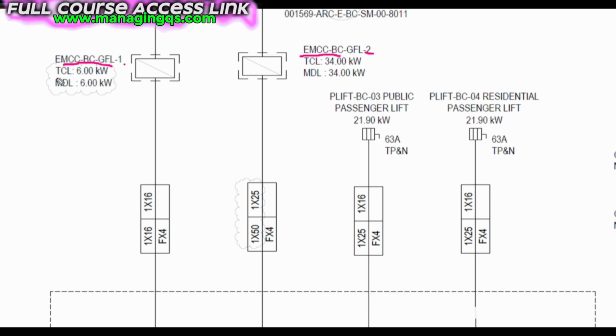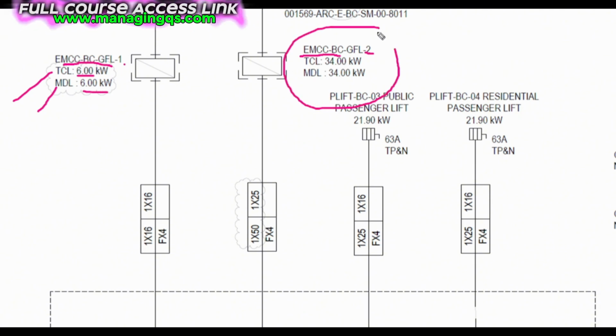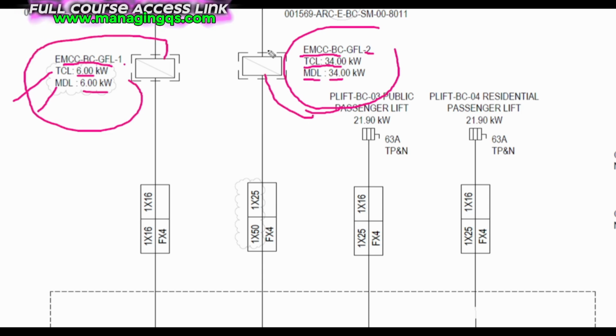And another special thing, TCL and MDL, is also a considered factor. TCL means total connected load, 6 kilowatt, and MDL means maximum demand load, 6 kilowatt. If you see the number 2 motor control center panel, the TCL and MDL are totally different. This one is 34. That's why the rates for MCC1 and MCC2 are totally different, so we have to be very careful about this.